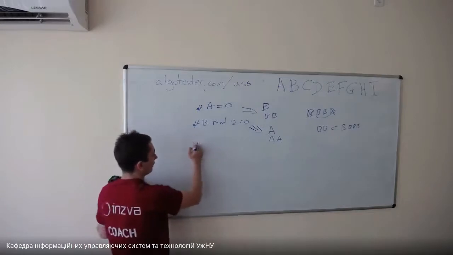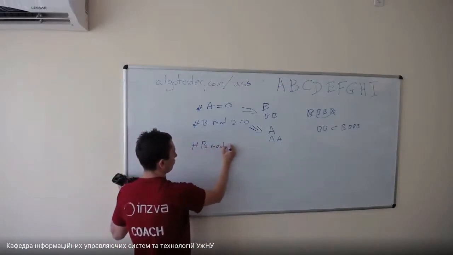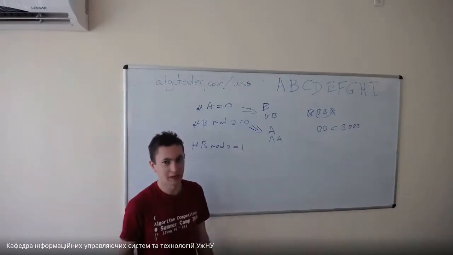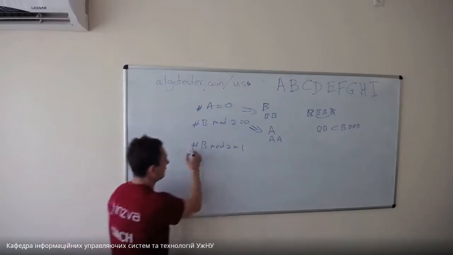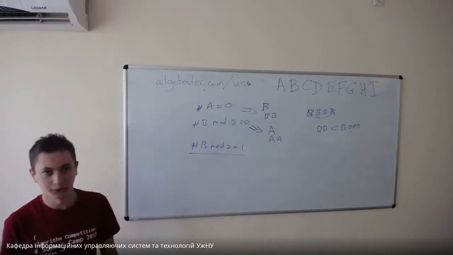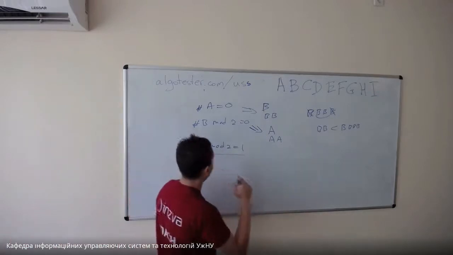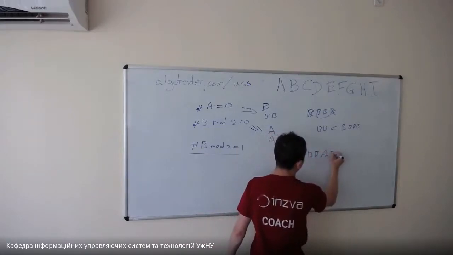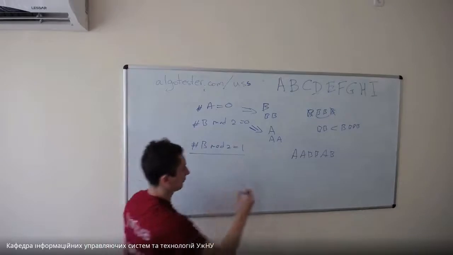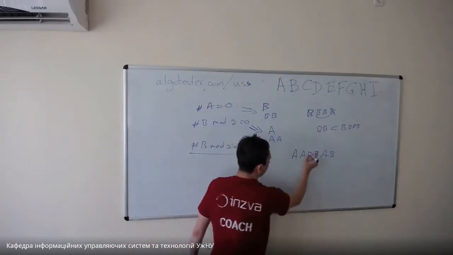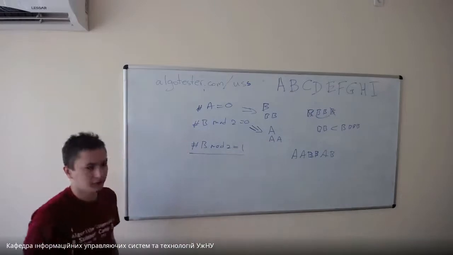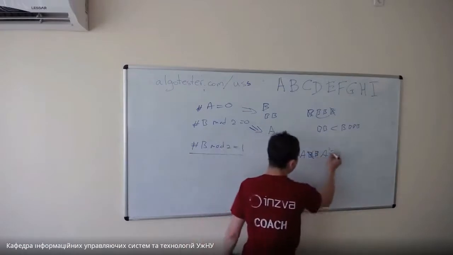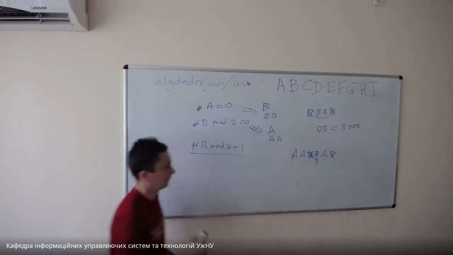And the last case is number of B's modulo 2 is equal to 1. In this case, it is always good for us to delete all the B's except one. So let's write an example: A, B, B, A, B, something like this. In this case, the number of B's is odd. And if you're trying to obtain the lexicographically smallest string, we just try to delete all the B's, and we are left with the one that is in the middle.